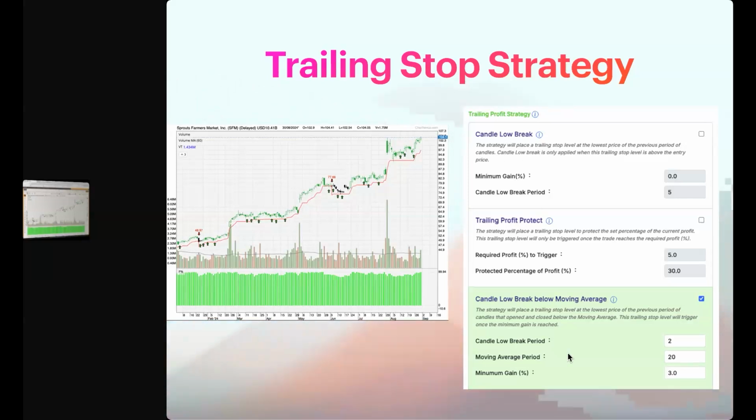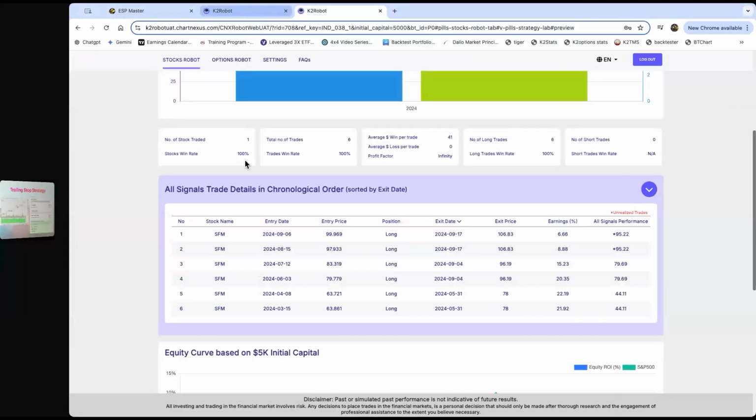So we have three types of trailing stop in the system. I want to introduce them to you and also teach you how to use them.